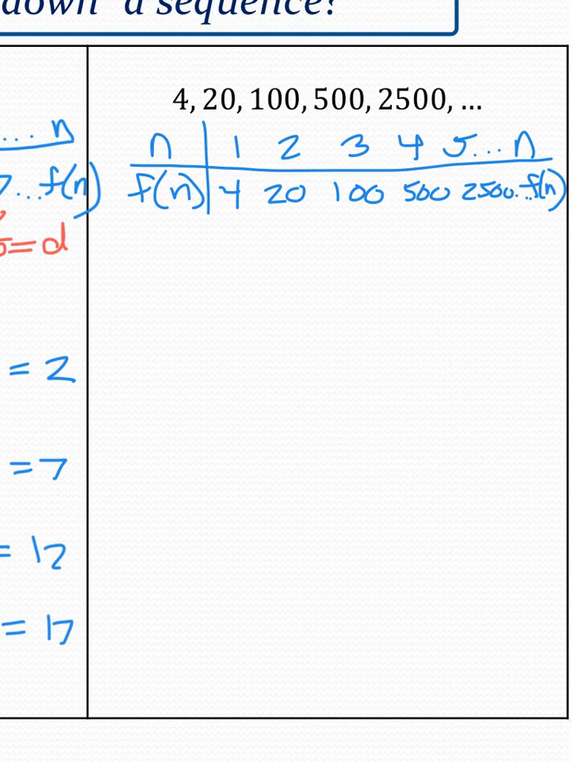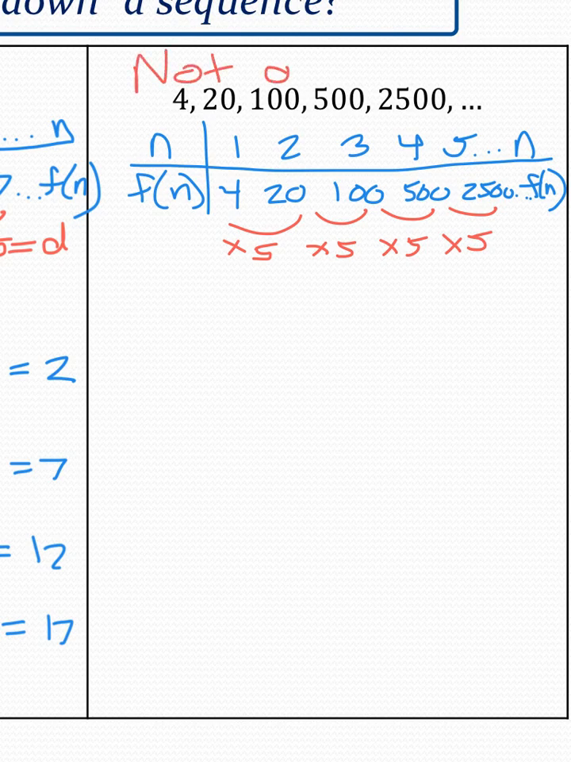From the first to the second, we're adding 16. From the second to the third, we're adding 80. Right away, you can see we're not adding a common difference. Even between 2 and 3, you could see that. What's happening here, though, is we're multiplying by 5 each time. And I'll represent that this way. So right away, this is not arithmetic. I just wanted to point out an example that is not.